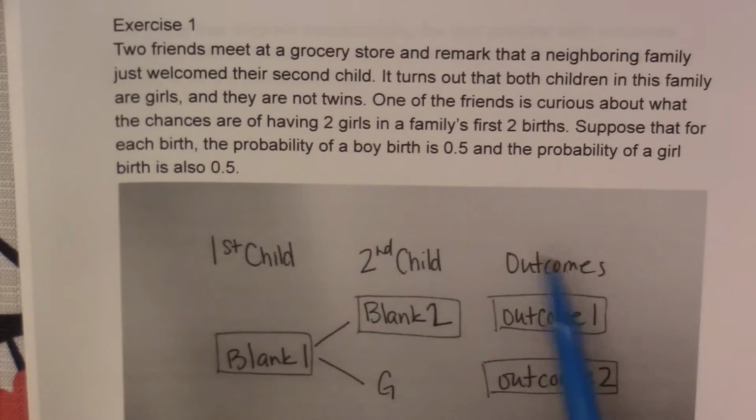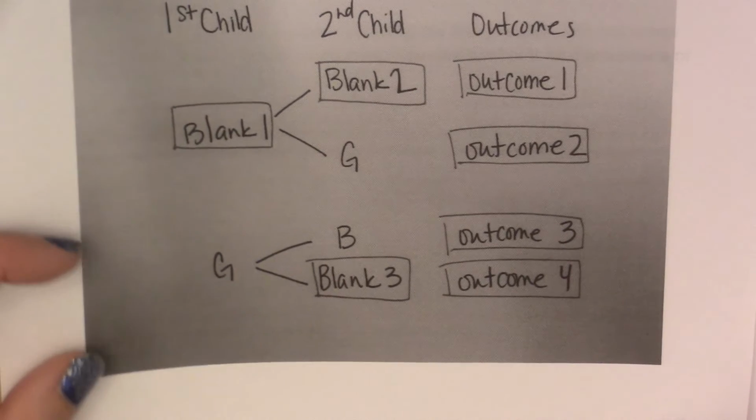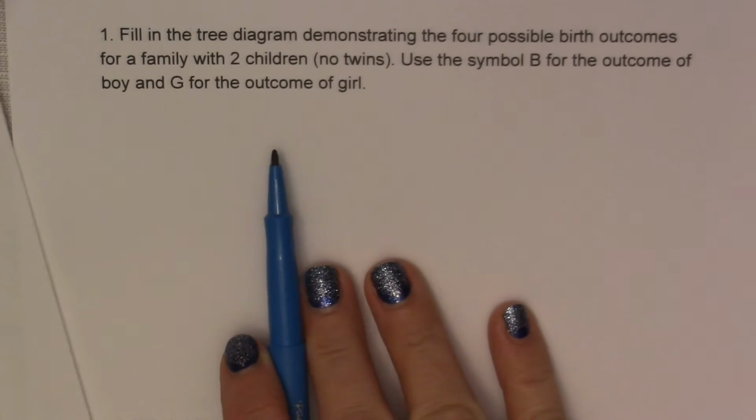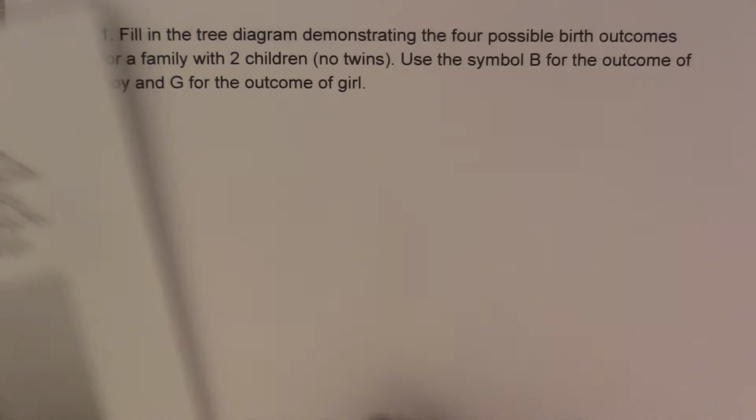We're going to use this tree diagram, which we've already started for you, to answer our questions. So our first question says, fill in the tree diagram that demonstrates the 4 possible birth outcomes for a family with 2 children, no twins. Use the symbol capital B for the outcome of a boy and capital G for the outcome of girl.